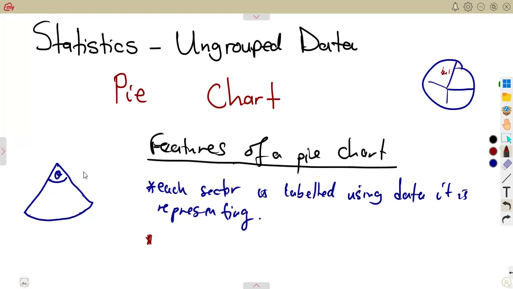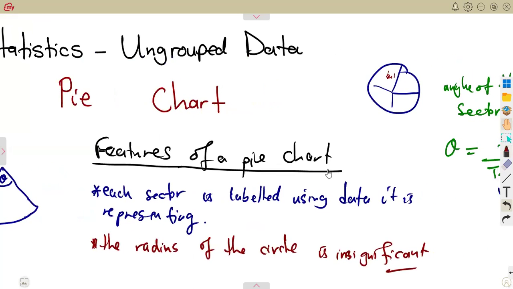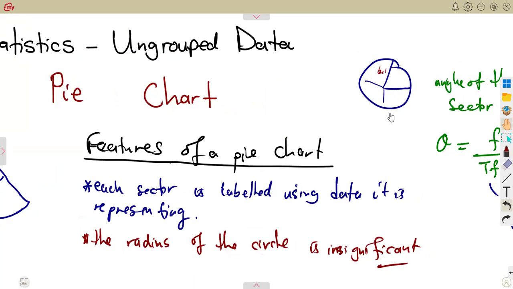So the radius, like I said, as you take your radius, it is not important. Let me also indicate that the radius of the circle is insignificant, like the starting point of your radius. You just start from any point, but you're supposed to maintain the direction as you draw the pie chart. That part I'm going to explain as we are presenting.